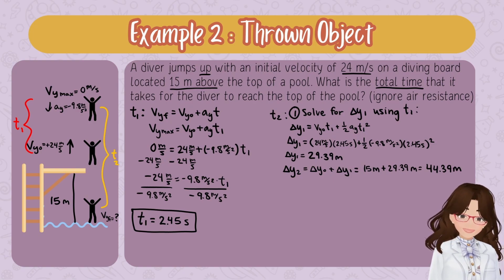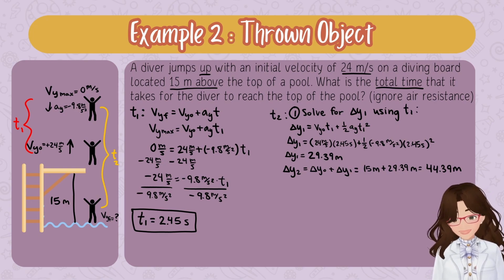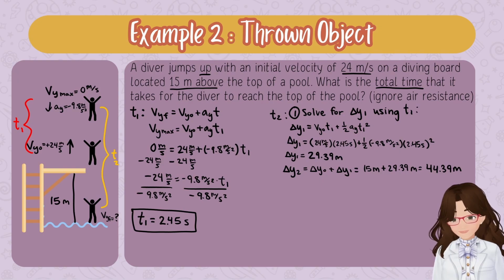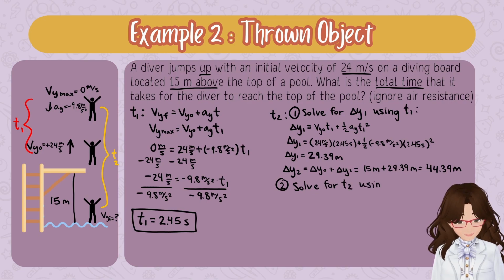Now that we have our total displacement, we can go ahead and calculate T2 because we have our initial velocity, we have our displacement, and we want to solve for time. And I'm going to use that same equation again because we have displacement and we have initial velocity and we have acceleration. So I think it's the best equation to use. So step 2, now we can go ahead and solve for T2 using our total vertical displacement.